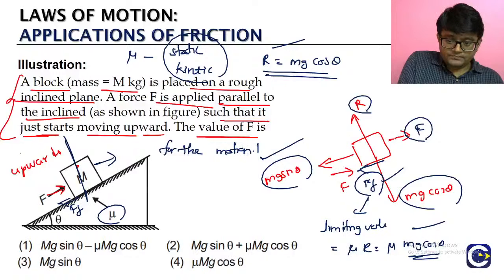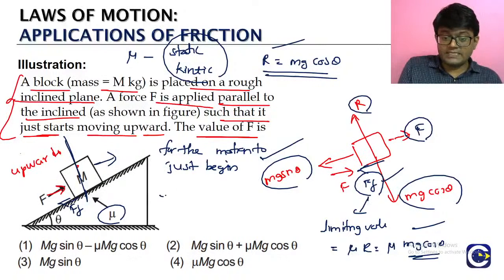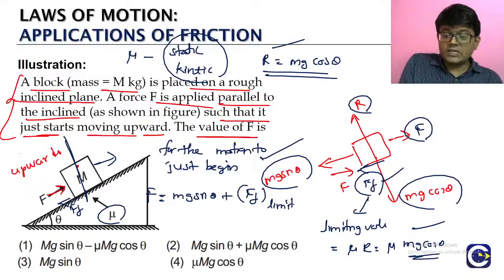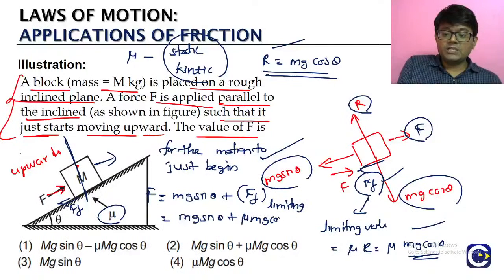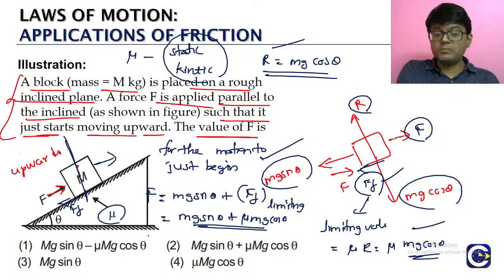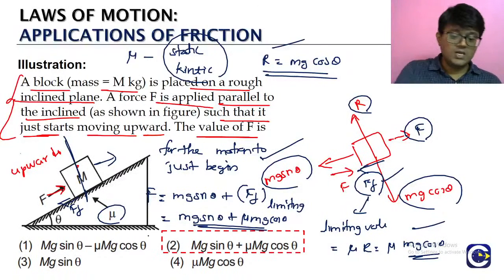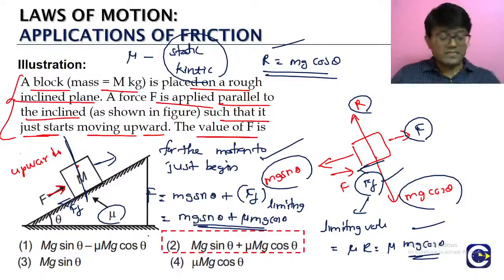So here, for the motion to just begin, what is the condition? The applied force F should be equal to what? mg sin theta plus the limiting value of the frictional force, which is mu mg cos theta. So F equals mg sin theta plus mu mg cos theta. In this problem they have taken the mass to be capital M, but maybe while doing the calculation I might have put the symbol small m. There is only one mass, that is the mass of the block. So what is the answer for this? Option 2: mg sin theta plus mu mg cos theta.